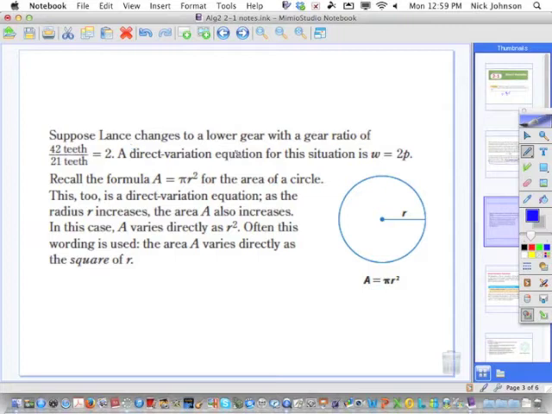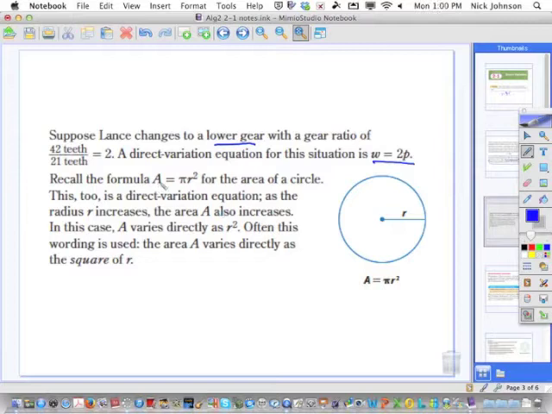Suppose Lance changes to a lower gear with a gear ratio of 42 teeth per 21 teeth, which is equal to 2, 42 divided by 21. A direct variation equation for this situation is W equals 2P. Notice how our constant of variation changed, just because we lowered it to a different gear.